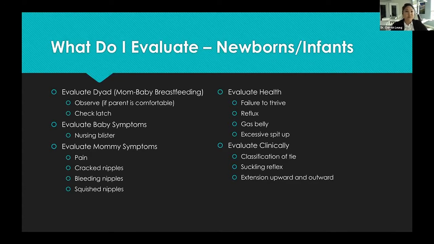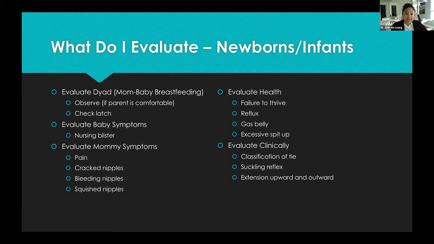And then you want to evaluate the child's health. Do they have failure to thrive? Are they having a ton of reflux? So little babies are actually not supposed to have a ton of reflux. Yes, their sphincters are a little less strong. However, you will find after you revise it, their reflux goes down a lot, then you'll see that that's not actually supposed to be happening.